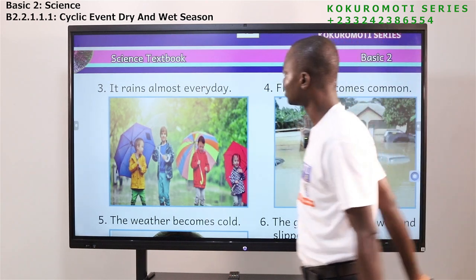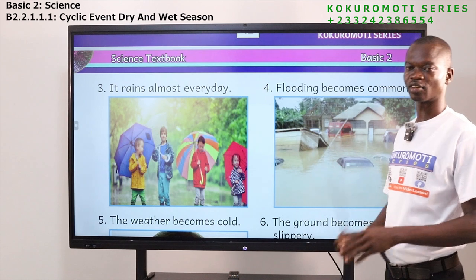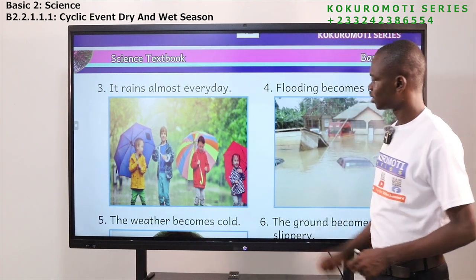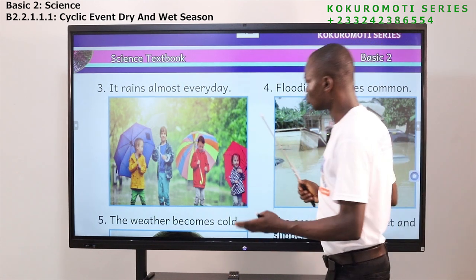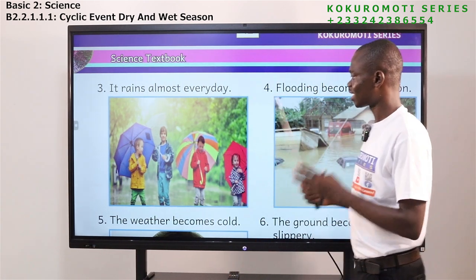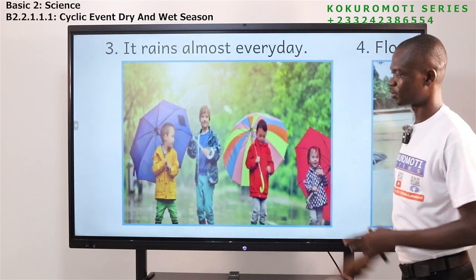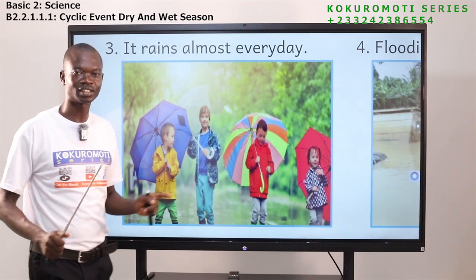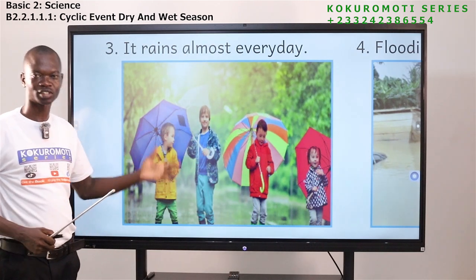The next one is here. It rains almost every day. During wet season, almost every day it rains. So look at the children. They are all having umbrellas. And they know that in this season it is likely to rain. So whenever they are going out, they go with an umbrella. So you should also know that when it is rainy season, anytime you are going out, get yourself prepared because it may rain.